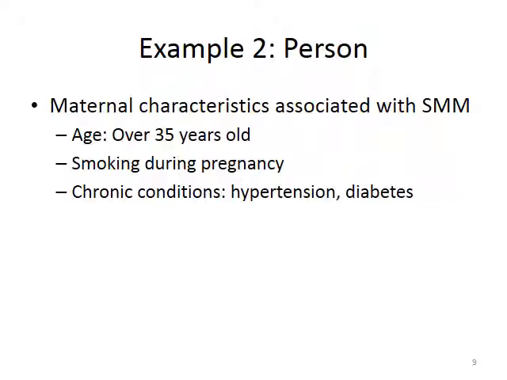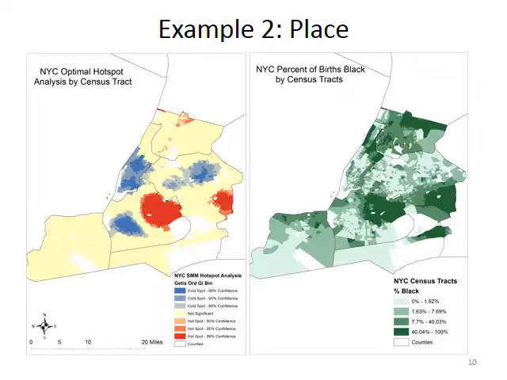Here are a few of the characteristics associated with increased severe maternal morbidity: being over 35 years old, smoking during pregnancy, and having chronic health conditions such as hypertension or diabetes. Some of these characteristics are not modifiable, such as age, while others, such as smoking during pregnancy, are good candidates for intervention.